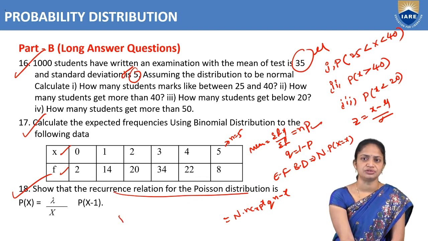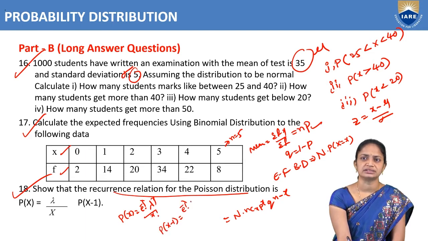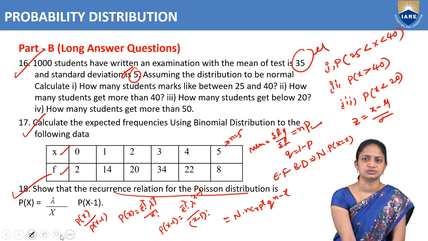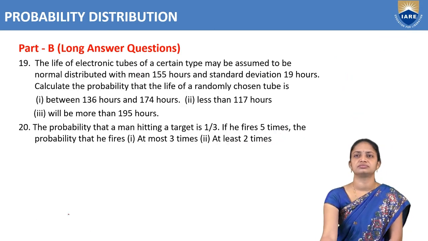So, here we have to find P of x, that is e power minus lambda, lambda power x by x factorial. We have to calculate P of x minus 1 also. So, that is e power minus lambda, lambda power x minus 1 by x minus 1 factorial. Okay, we need to calculate P of x divided by P of x minus 1. So, that is our recurrence relation.